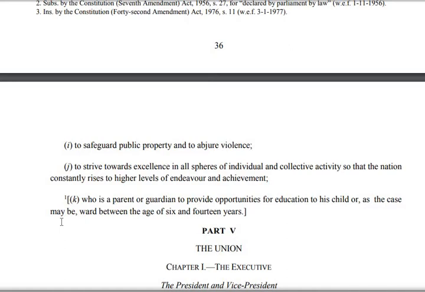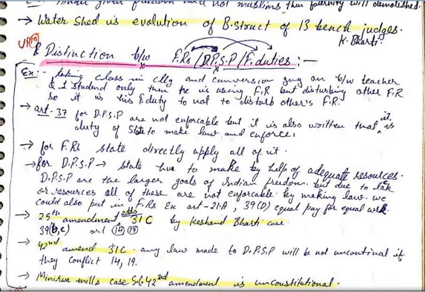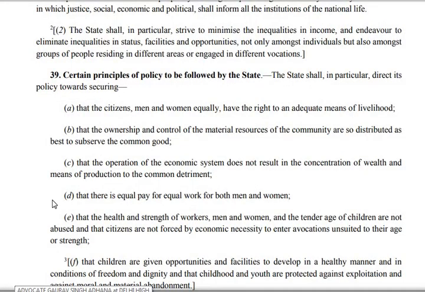As the situation becomes suitable, we make them enforceable. For example, when we talk about equal pay for equal work in Article 14, there are several judgments which say that in Article 14 it is implicit that equal pay for equal work is part of the fundamental right. And the same thing we find in Article 39D in the DPSP, that is equal pay for equal work. Now how could the Supreme Court declare that to be a fundamental right?